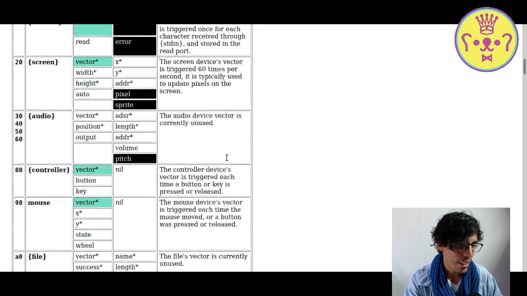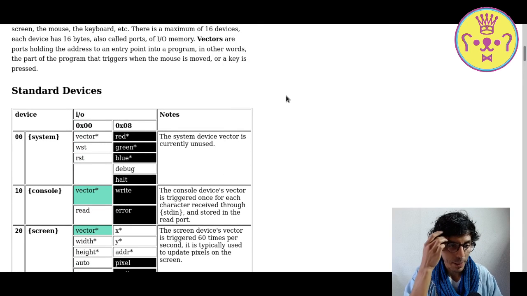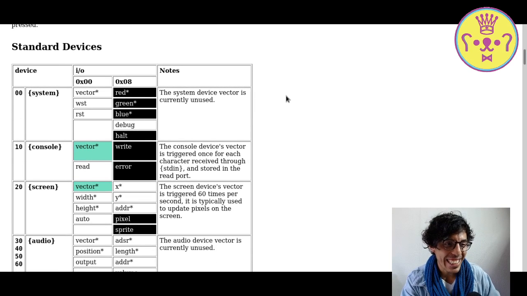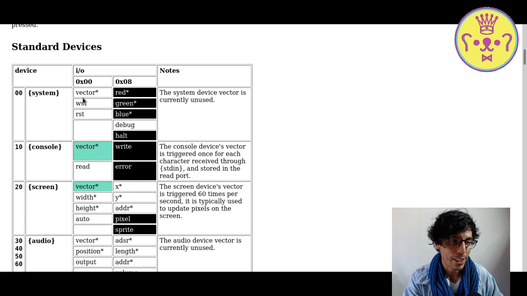So this table that may seem a little bit overwhelming at first, contains the description or the definition of the meaning of the different devices, the ports of the devices, in the computer. So it has a little strange notation. Each device starts with a number. So there's device 00, 10, 20, 30, and so on. And then this shows the first 8 bytes and then the second 8 bytes.